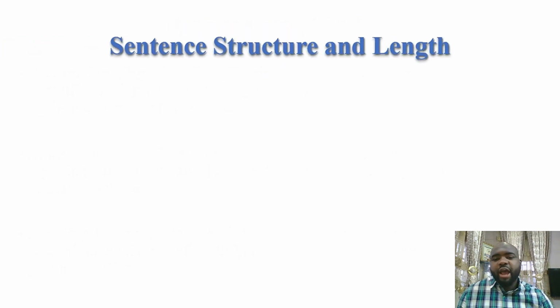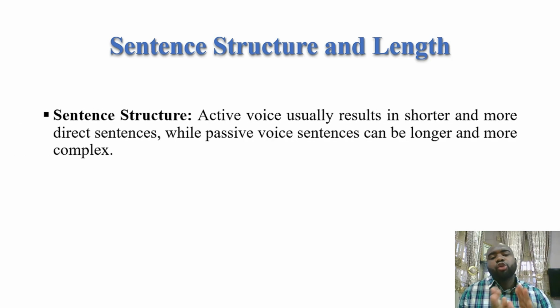Sentence structure and length. Now, in sentence structure, we've already done that because we know the active voice usually has what? Subject, verb, object structure, whereas the passive voice, it contains what? Object, infinitive verb to be, the main verb, all right, then we have by, then we have our what? Subject. We have inflection of verb to be, infinitive verb to be, and then by.